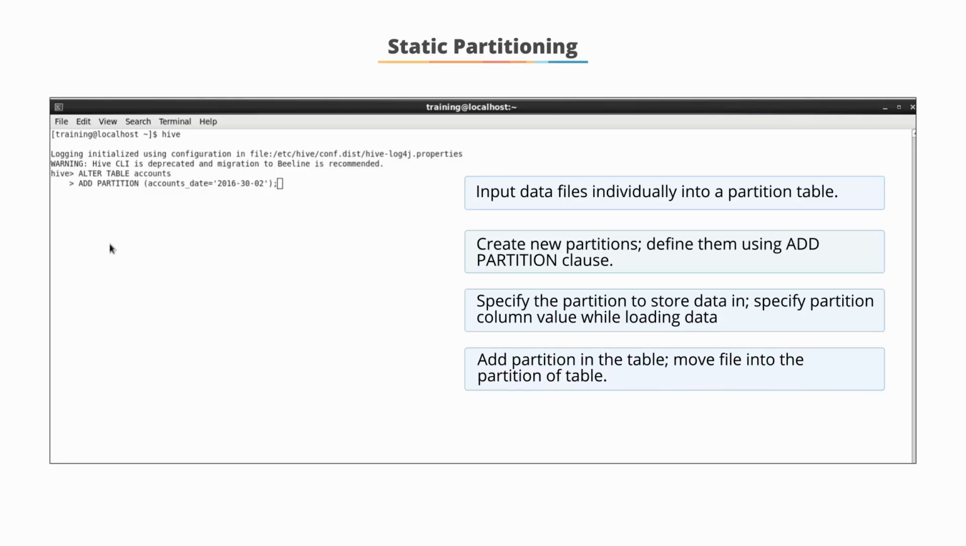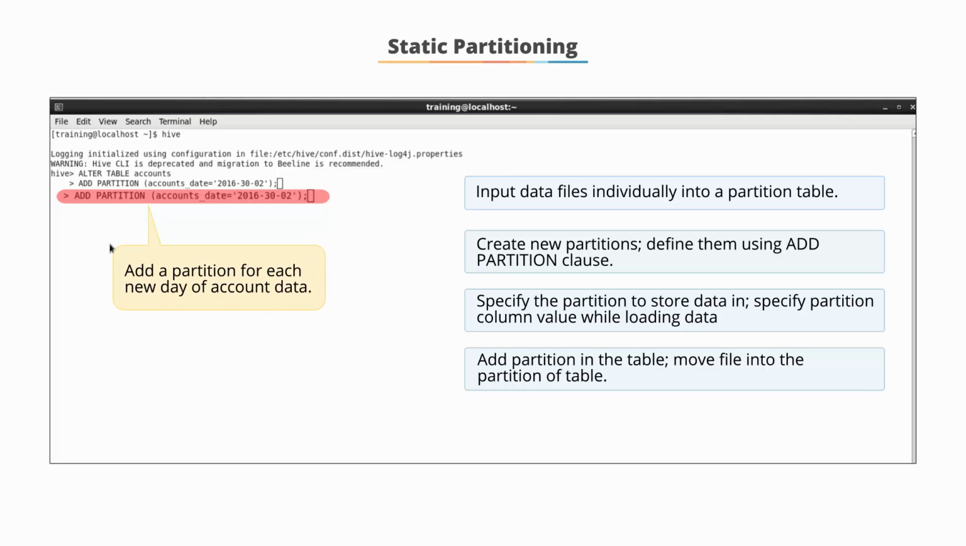You can add a partition in the table and move the data file into the partition of the table. As you can see in this example, you can add a partition for each new day of account data. So for a year's worth of data, you would end up with 365 different partitions, all manually created.